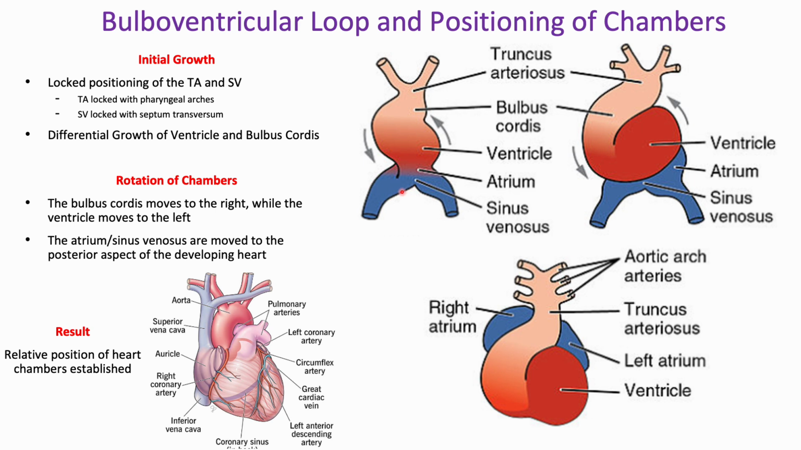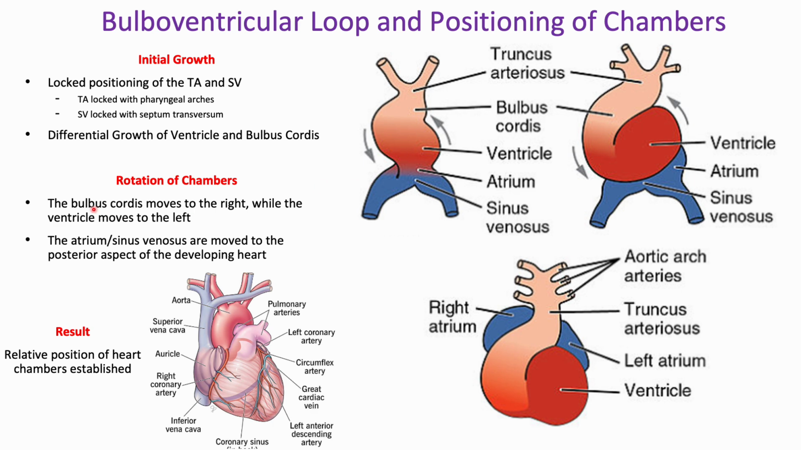So that's attaching the sinus venosus inferiorly. That said, there's going to be differential growth of the ventricle and bulbus cordis, which is going to allow for rotation. And this rotation that we're going to call is the bulboventricular loop. The end result of the bulboventricular loop is to have migration of the chambers into their final positions that we would recognize in adult anatomy.